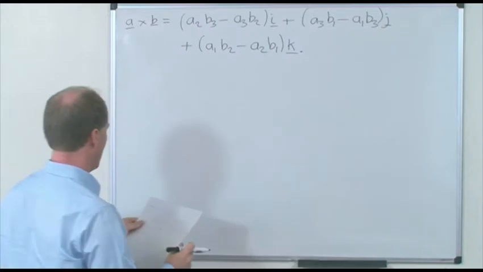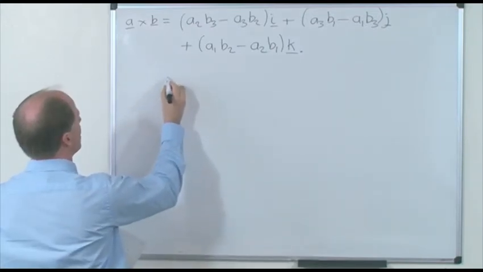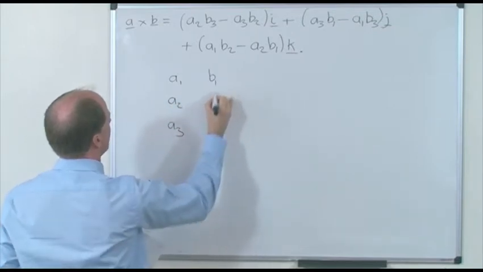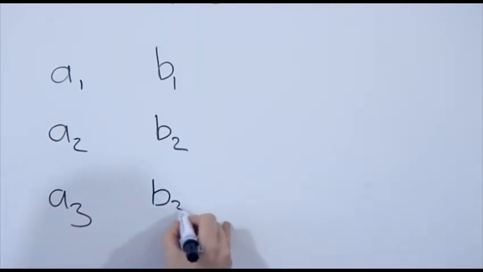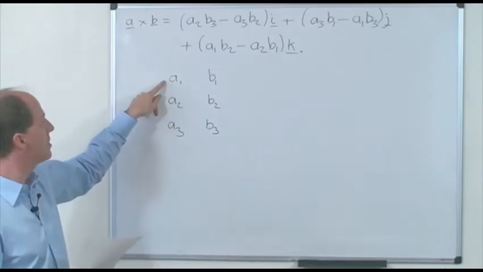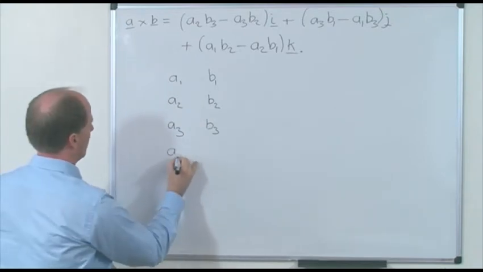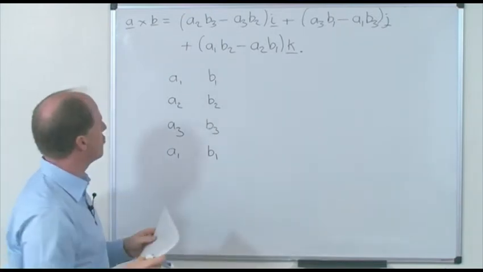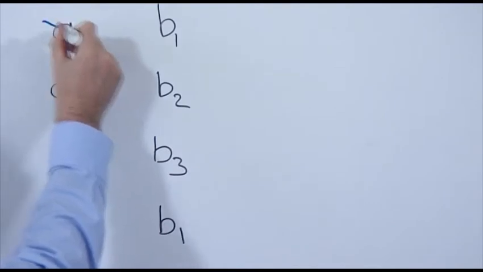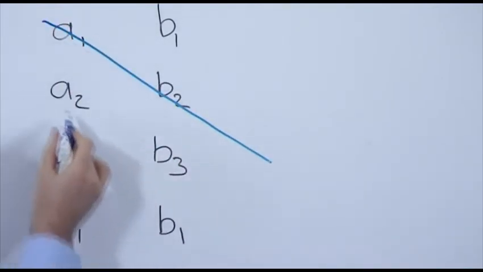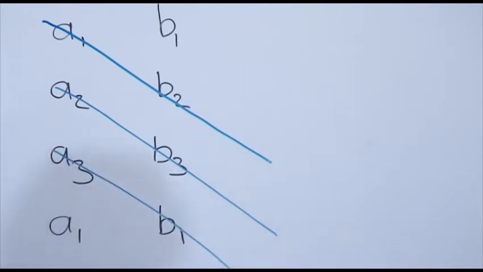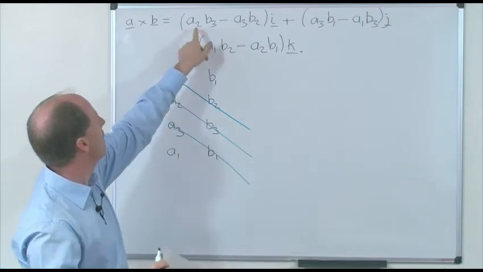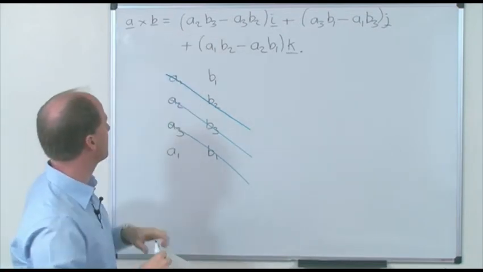So the first method, we start by writing the vectors as columns. So I have a1, a2, a3, and then b1, b2, b3. I then repeat the first row, a1, b1. And now I'm going to draw diagonal lines down between a1, b2, a2, b3, and a1, b1. And notice that these correspond to all of the positive terms in this sum.